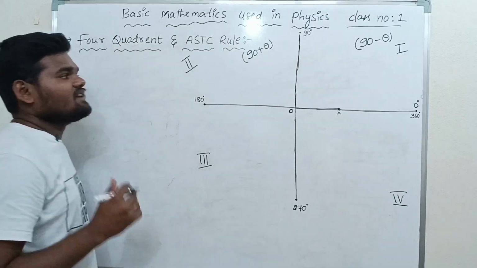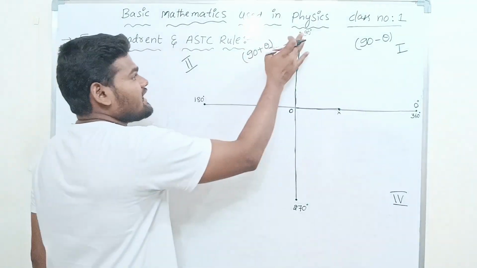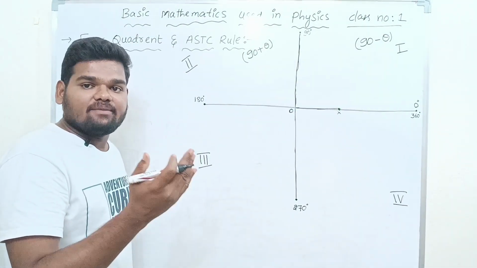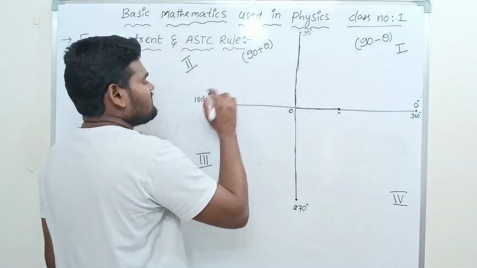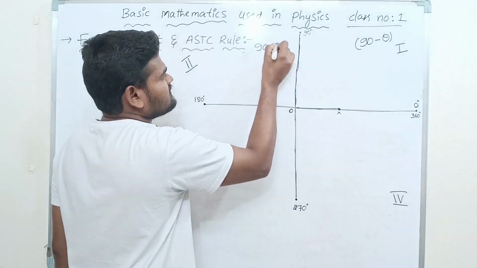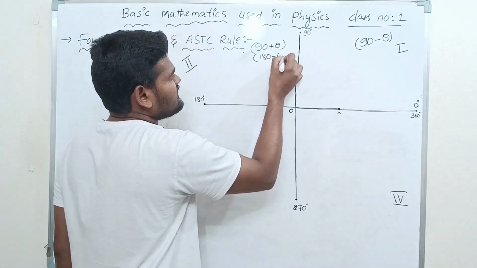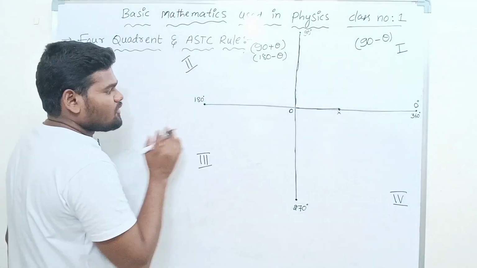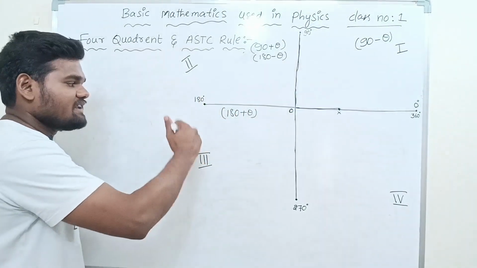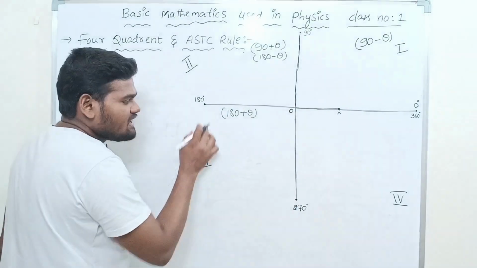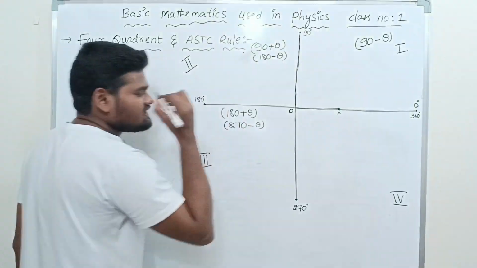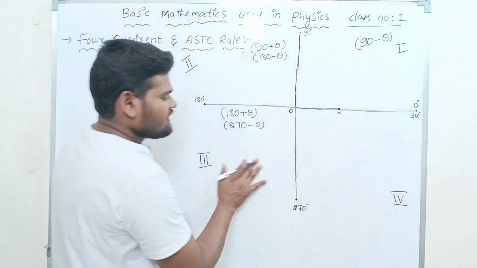because again it starts from 91, 92, 93 up to 180. So 90 plus theta: if you want to get 92 degrees, you have to add 2 degrees to 90, 92 degrees, like that. So again we can write this quadrant lies between 90 plus theta and 180 minus theta degrees. Now this quadrant is at 180 plus theta, because it starts from 181, 182, 183 up to 270. That means this quadrant is greater than 180 plus theta degrees and less than 270 minus theta degrees. Is it clear?